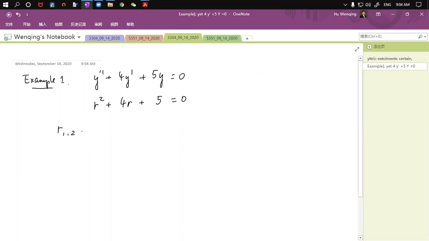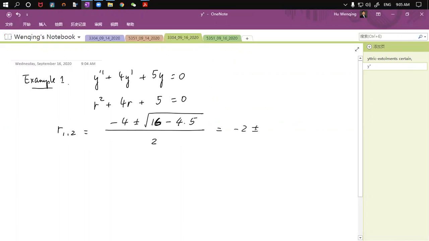So r1,2 is equal to minus 4 plus minus the square root of 4 squared, which is 16, minus 4 times AC, so 4 times 5, divided by 2. So that's going to be minus 2 plus minus... this is 20. So that's 2i, right? Because 16 minus 20 is equal to minus 4.